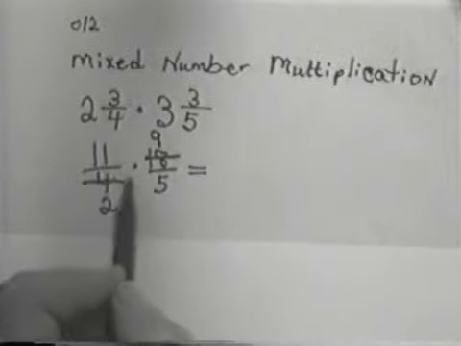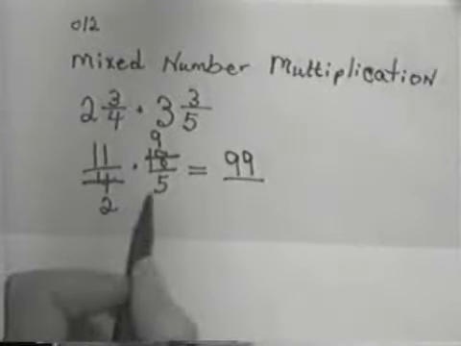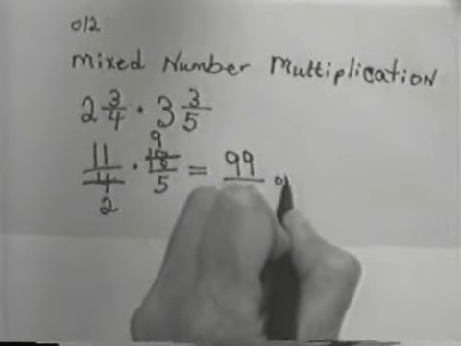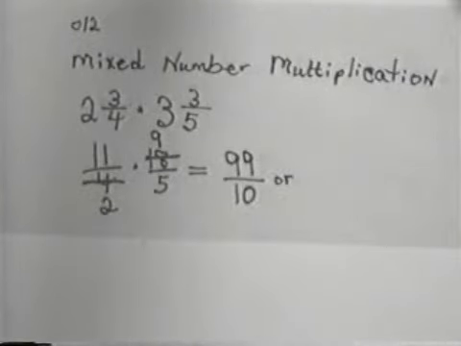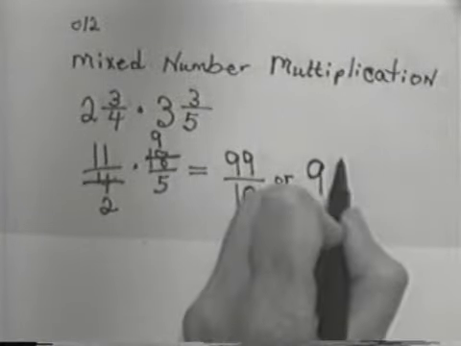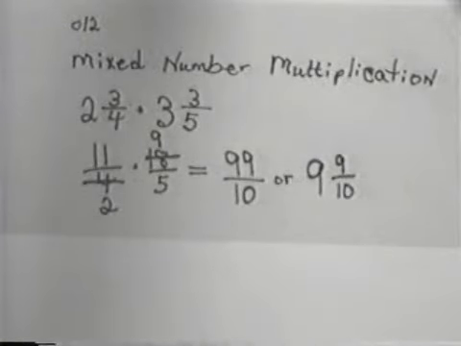So we'll multiply 11 times 9 and get 99. And we'll multiply 2 times 5 and get 10. And it's fine, since we've divided out all of our common factors, to leave our answer as 99 tenths. Or, if we want to change it back to a mixed number, we can do that by dividing 10 into 99. That goes 9 times, and we have 9 left. So it would be 9 tenths left. So 99 tenths is the same thing as 9 and 9 tenths. You can leave your answer either way you prefer.